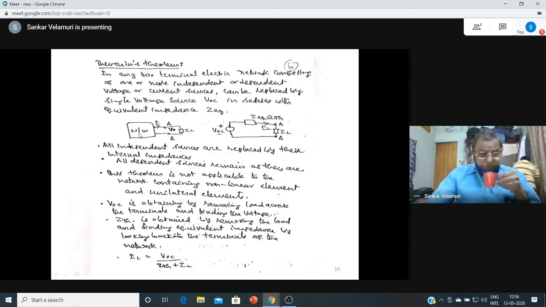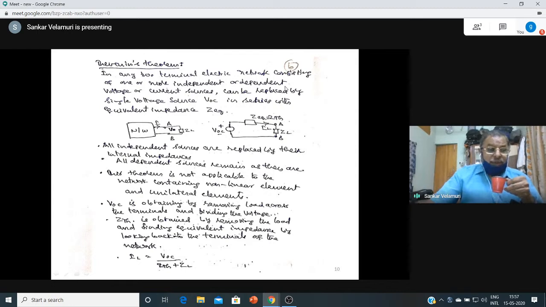I repeat the statement of the problem. In any two-terminal electric network consisting of one or more independent or dependent voltage or current sources, the network can be replaced. Again, I would like to state that linear, passive, bilateral, and active network elements can also be added. Generally, a two-terminal network contains all four: linear, passive, bilateral, and active elements. Then in the classification we have dependent or independent elements, and current or voltage sources also, so that can be replaced across the pair of load terminals.